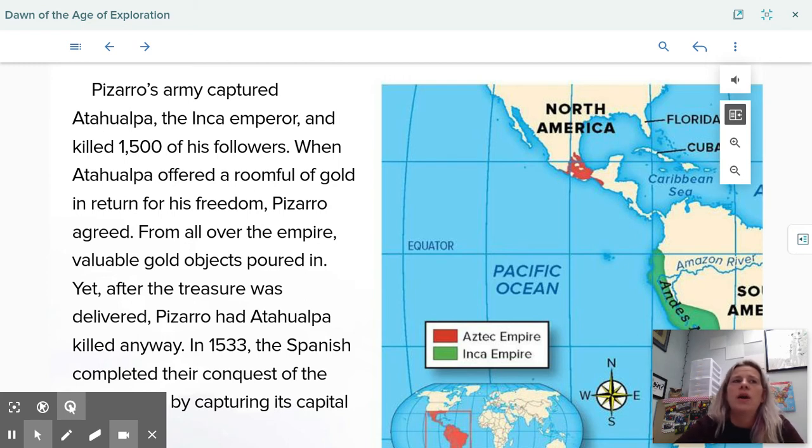Okay, so Atahualpa said, yes, I'll give you what you want. Release me. I'll give you all this gold. And so they did, but then the Europeans, Pizarro, still had him killed anyway.